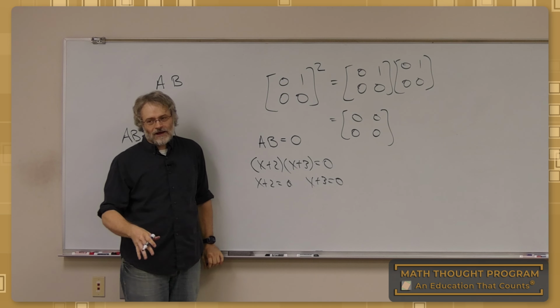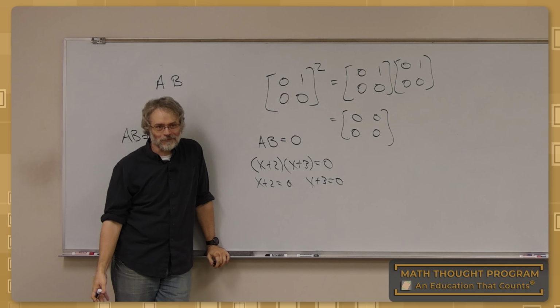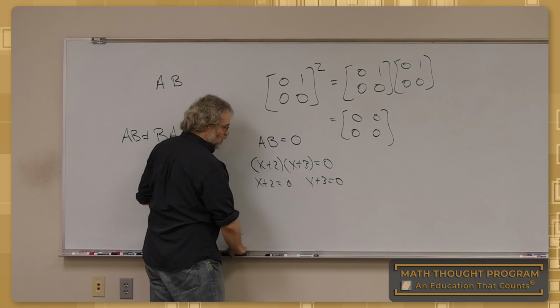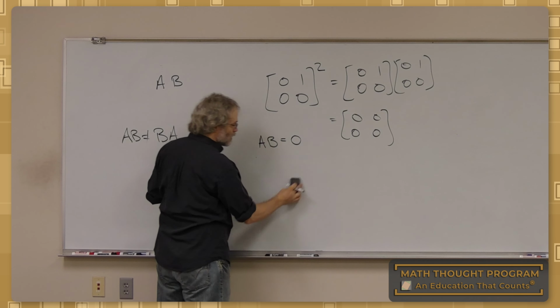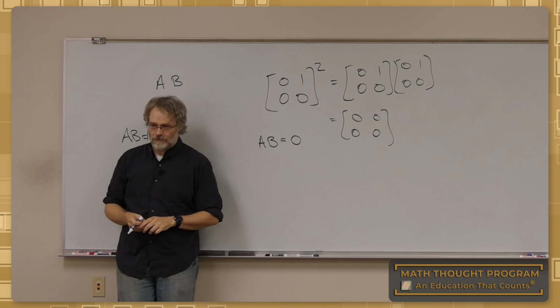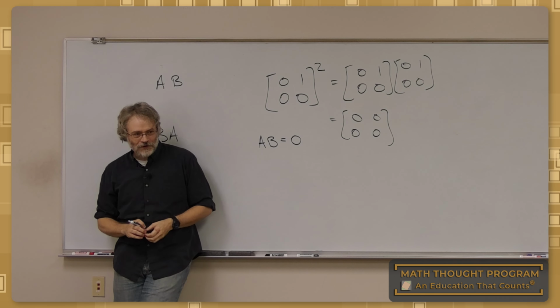Sometimes you will not have the zero factor property. So if you have AB equals 0, it does not mean that A has to be 0 or B has to be 0. Things fall apart very, very quickly.